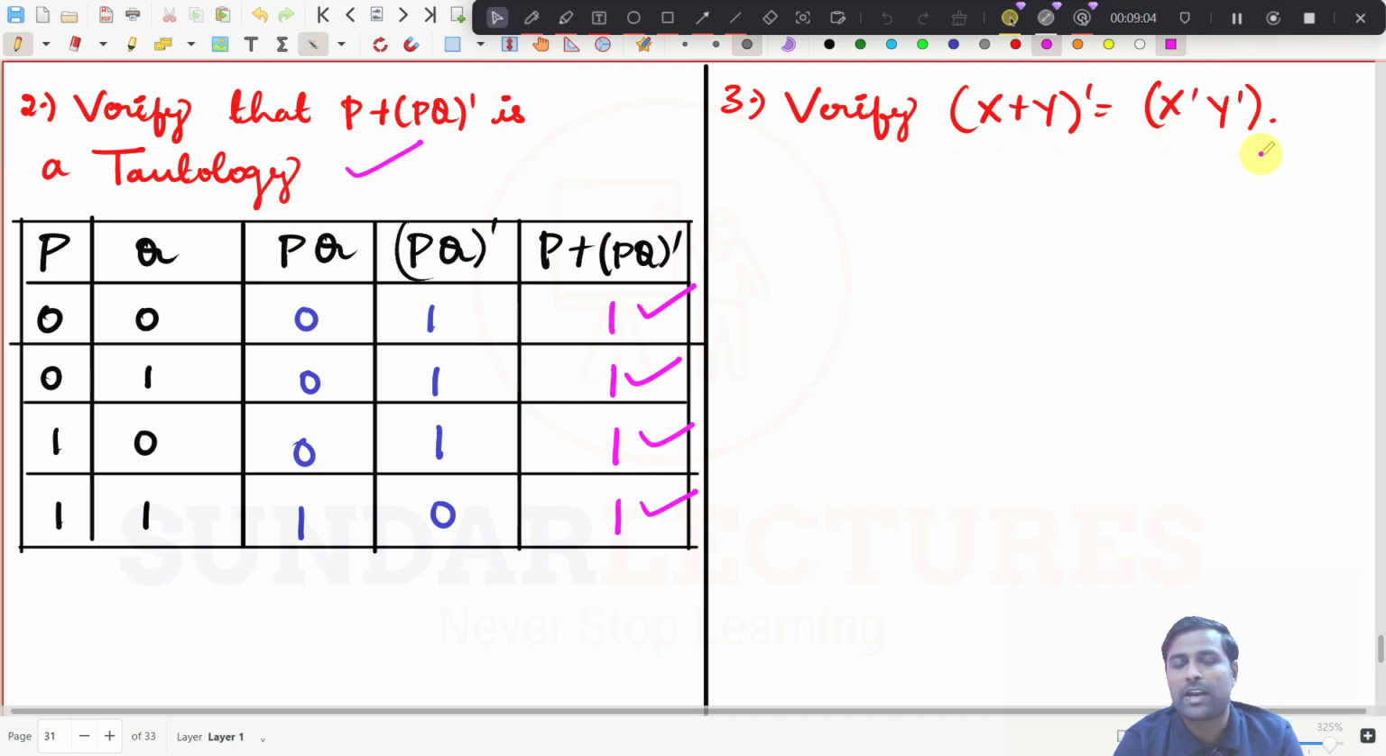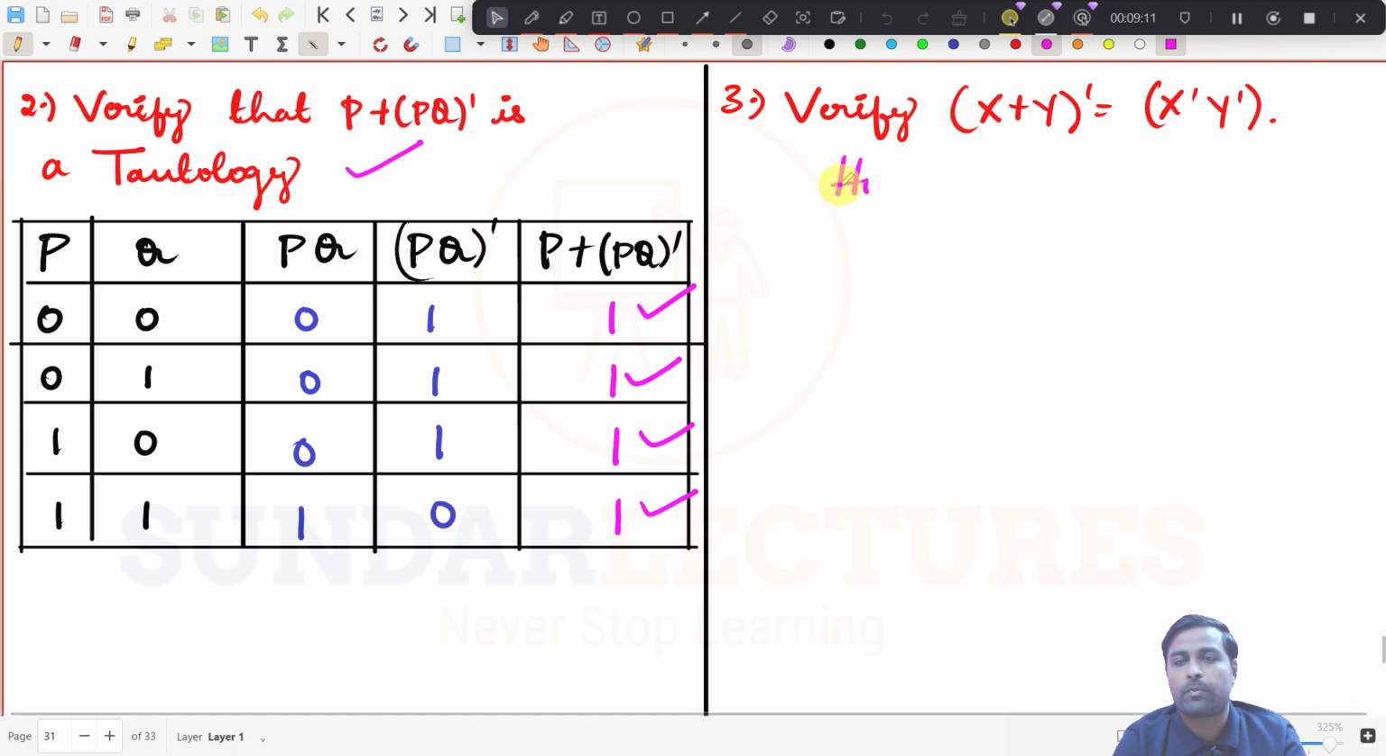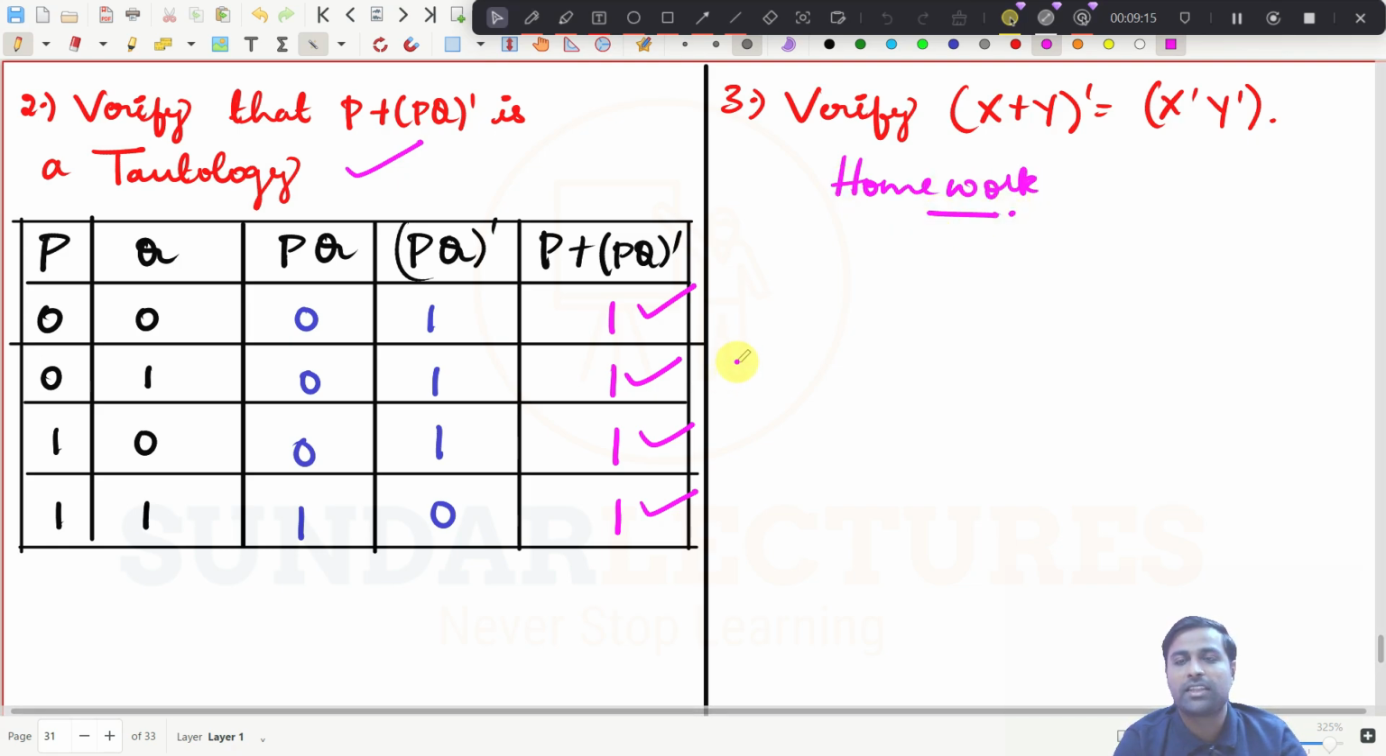And this one you just do by yourself. I will explain it in the next class. This is a homework problem. Homework. You do this one. I will explain it in the next class.